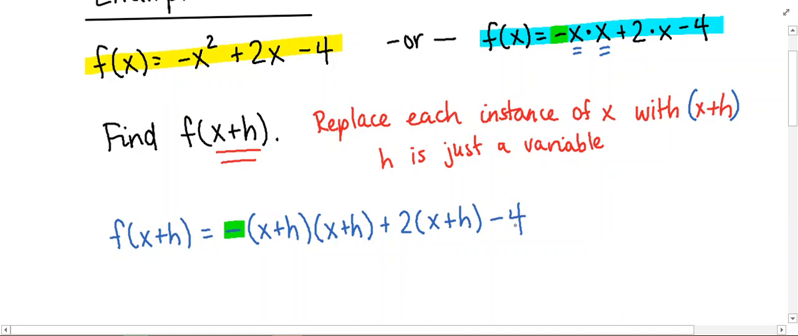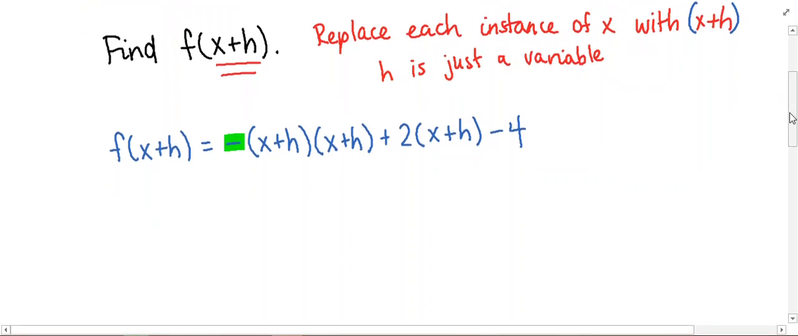You go to the original function. Everywhere you see an x, you need to replace it with the package deal x plus h. The harder part comes when you're simplifying this. Okay, so let's try to do that.